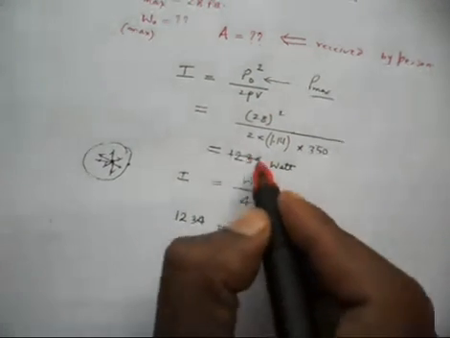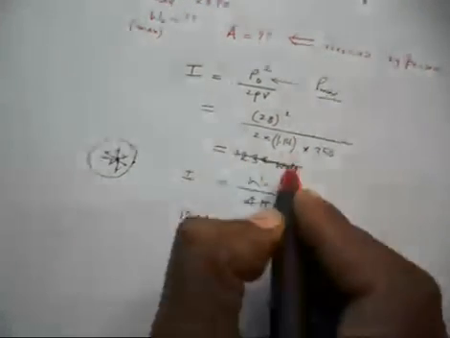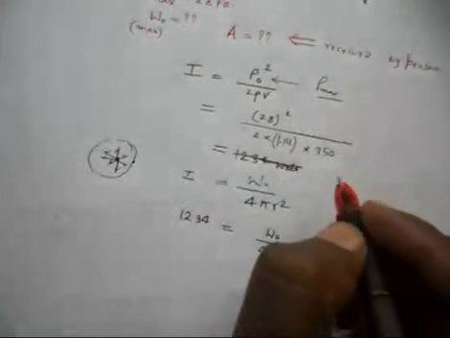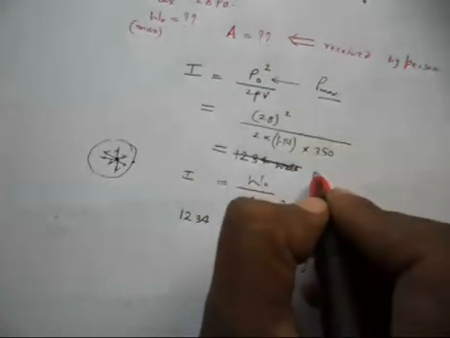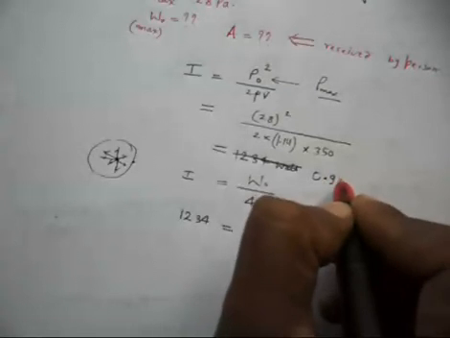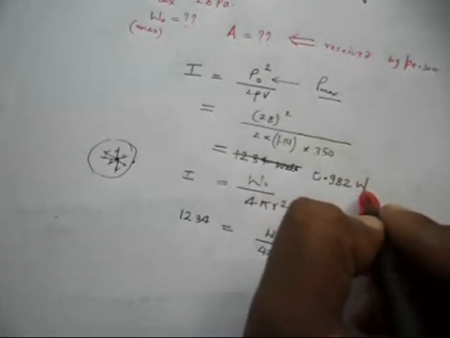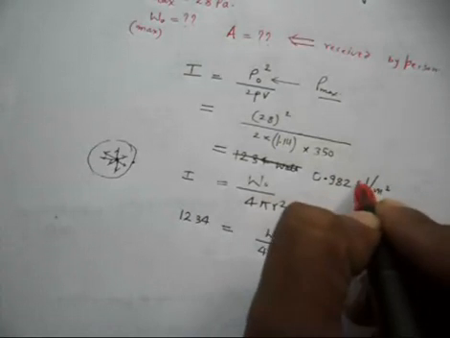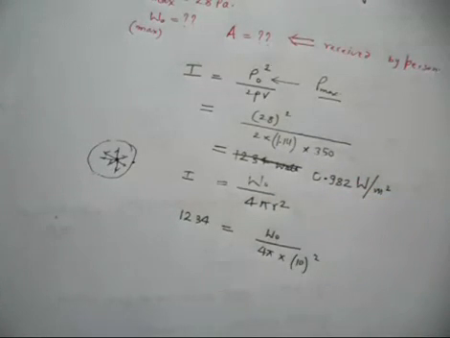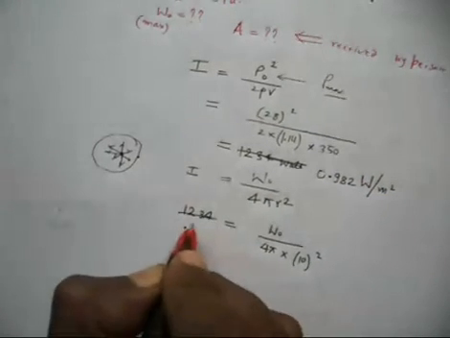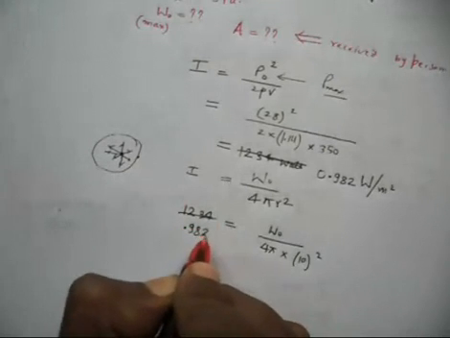This value comes out to be 0.982 watt per meter square. Check it out, this value is 0.982.